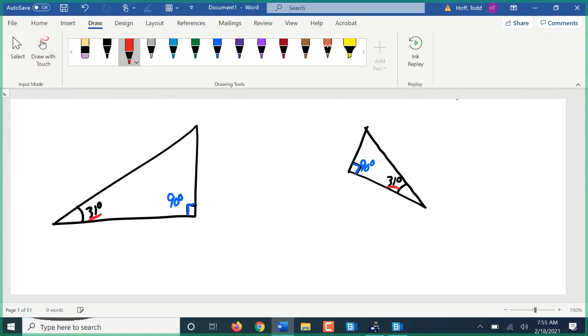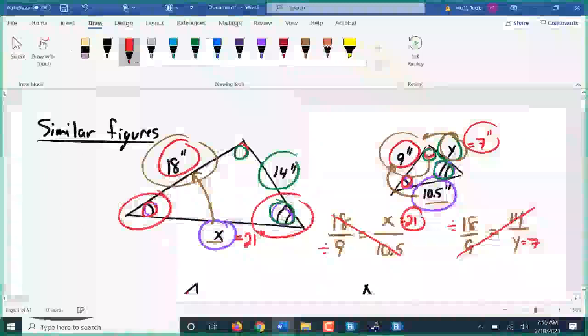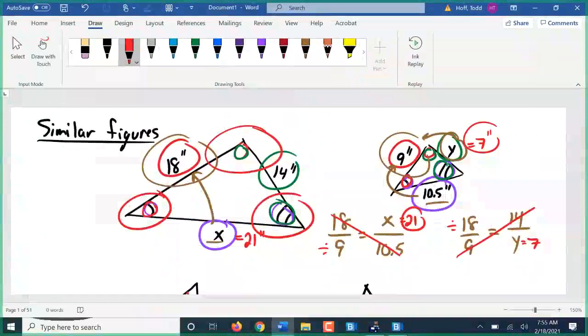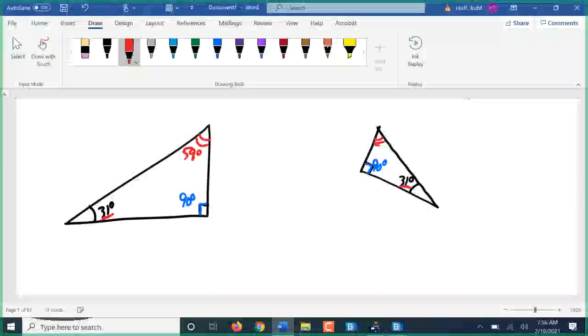Once we know that this second angle is 31 degrees, we know that the third angle is also the same between them. Remember, up here we only needed 2 angles to be indicated, and it was given that the third angle was the same between the two triangles, because they always have to add up to 180 degrees. So by subtracting from 180, that third angle has to be 59 degrees in both triangles. If all of the angles are the same between two triangles, they must be similar triangles.